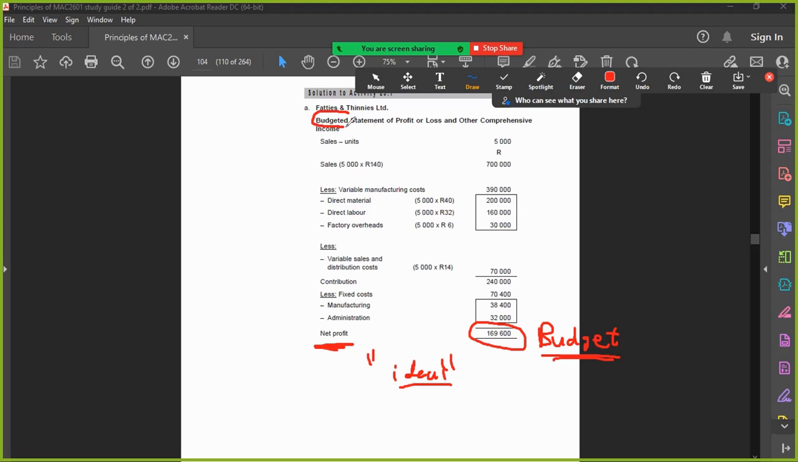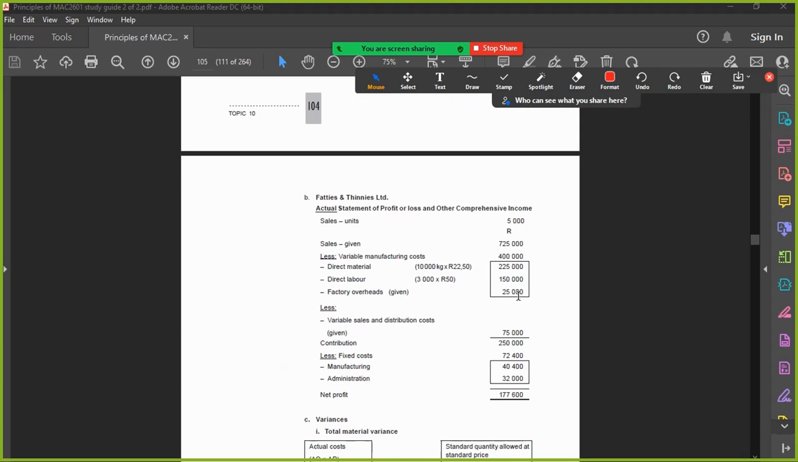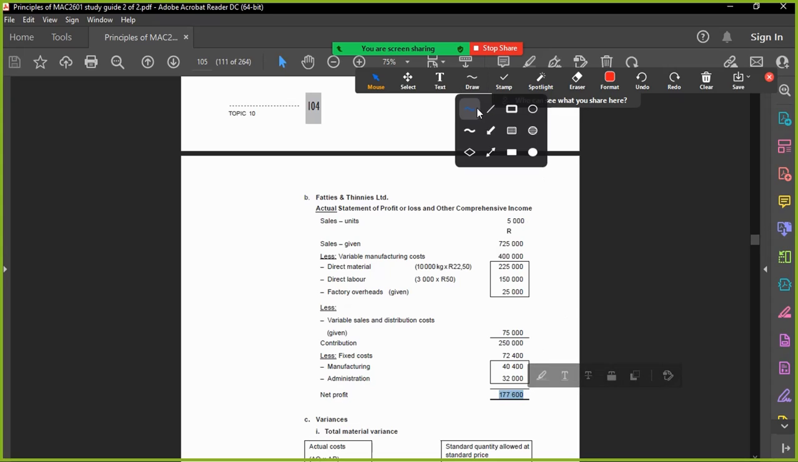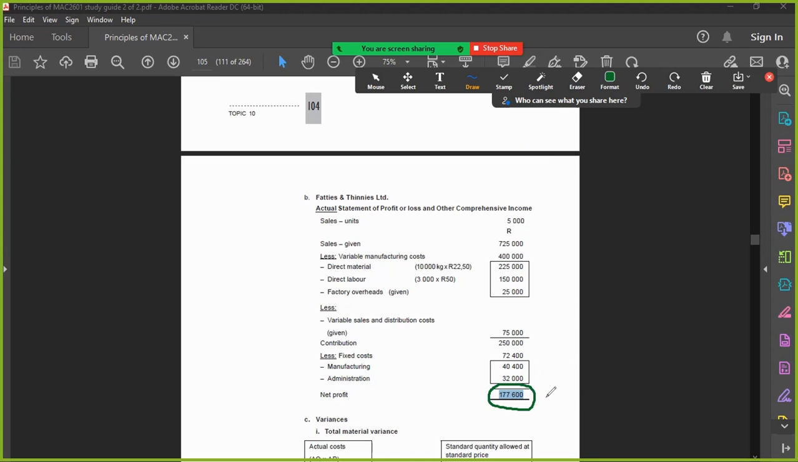Because it's the budget. Was the actual more or less than this? It was more. So is that good or bad? It's favorable, because we made more than what we expected. It's good, right? Do you agree?